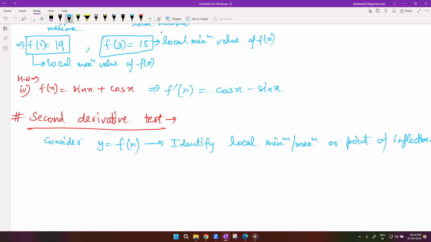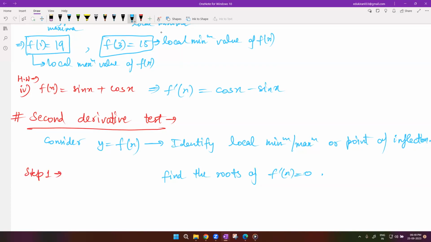So let's say we have this function, consider y equals f x. Now, what do we do? Our first step would be, I'm writing here, step 1: find f dash x, and find the roots of f dash x equals 0.